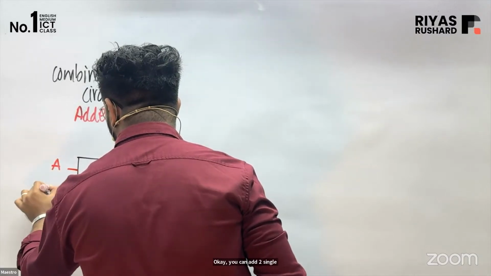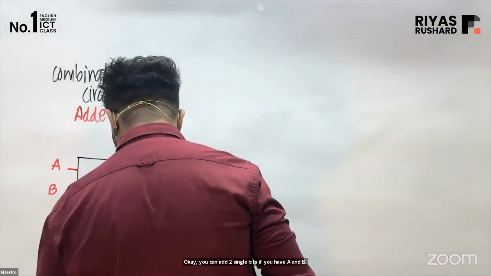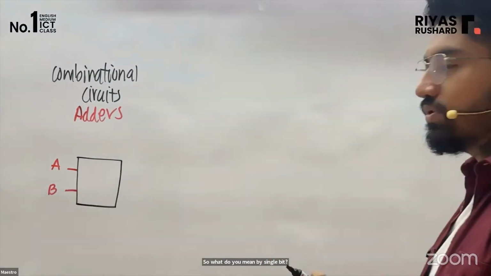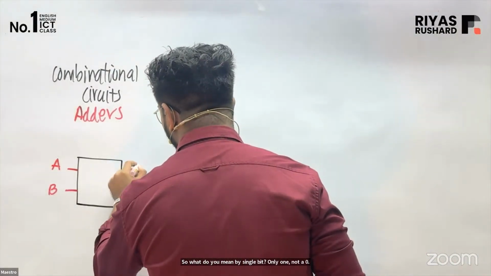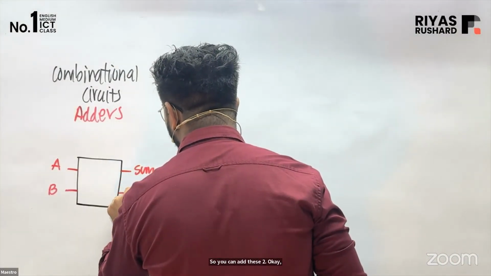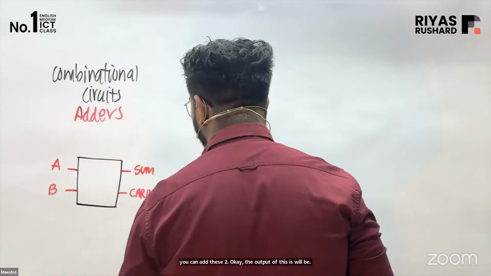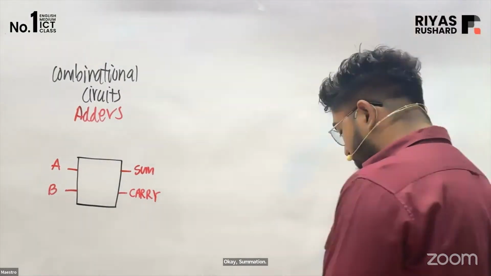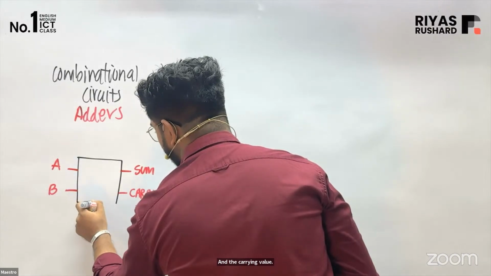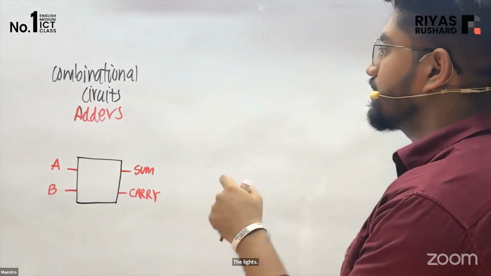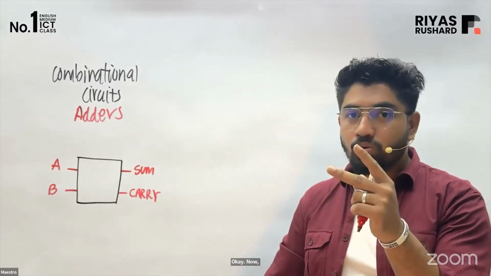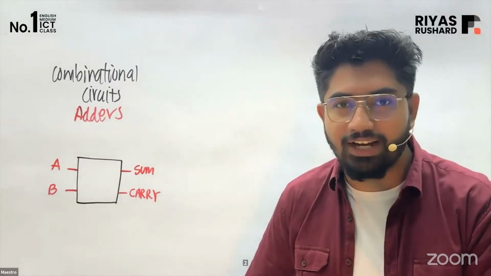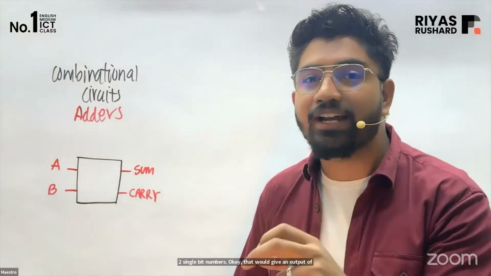If you have A and B, each can be a single bit digit. What do you mean by a single bit? Only a one or a zero. So you can add these two. The output of this will be the summation and the carrying value. Sounds okay? Right. So an adder is a circuit which can add two single bit numbers and gives an output of summation and the carrying value. Summation is the total, and the carrying value is the excess value.